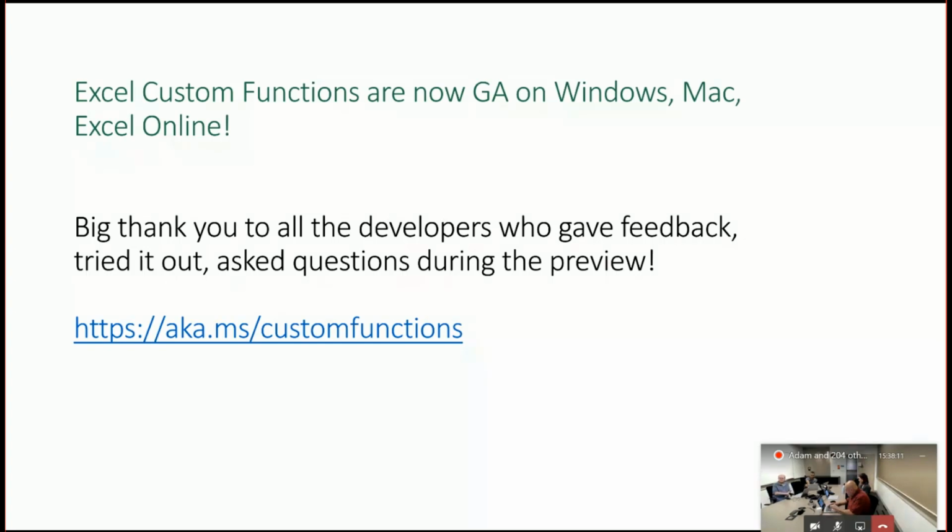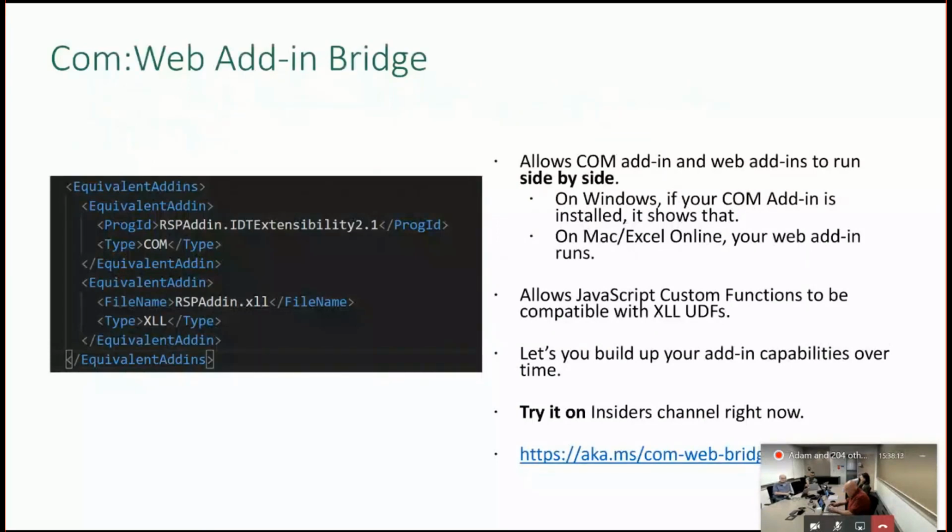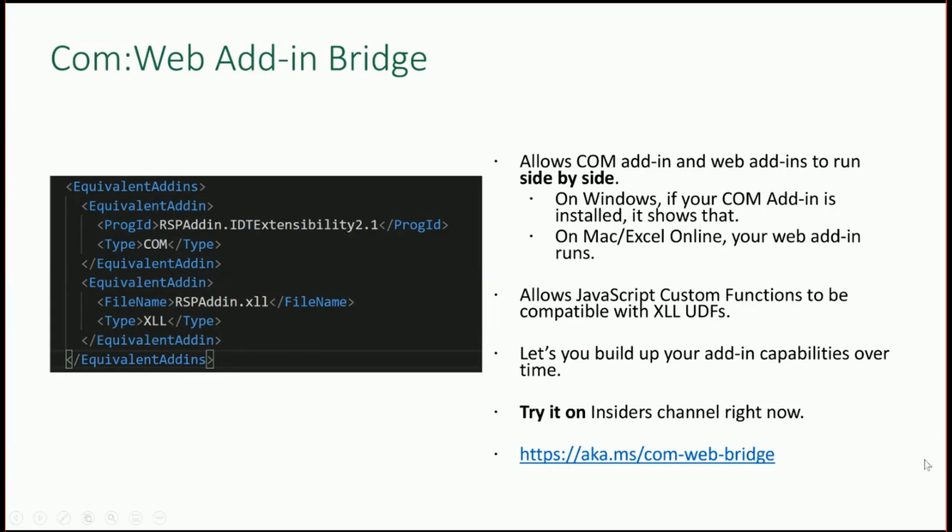And then last but not least, the other topic we talked about at Build was the COM to Web Add-in Bridge. So a few months ago, we highlighted the COM to Web Add-in Bridge for Excel. And what this capability allows you to do is allow your COM add-ins and your web add-ins to run side by side. On Windows, if your COM add-in is installed, we end up showing that. And the benefit here is you can deploy your web add-ins through centralized deployment to all the hosts, and your users will only see the web add-ins on Mac and Excel Online.